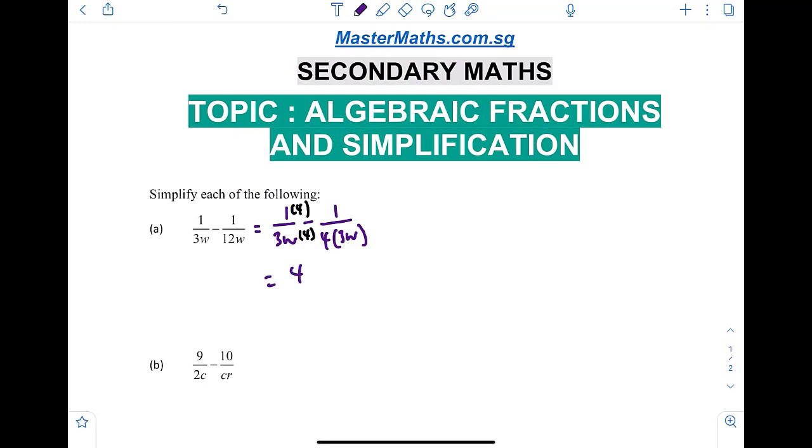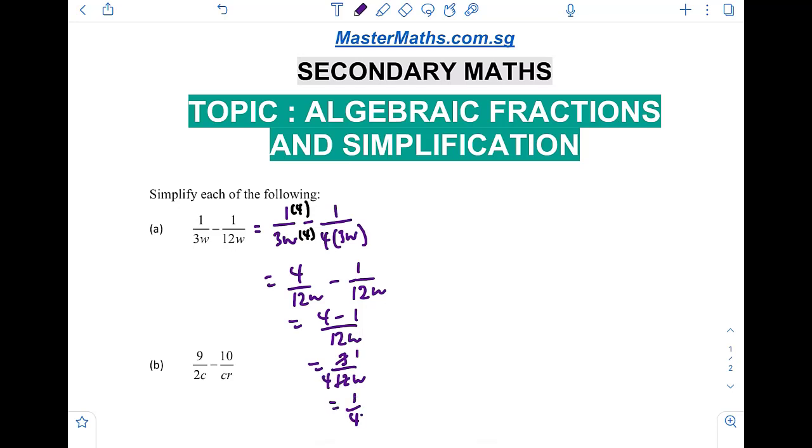4 over 12w minus 1 over 12w. So this will be 4 minus 1 over 12w, which will be 3 over 12w. 3 and 12, you can divide by 3. Alright, so when we do that, divide by 3, we get 1 over 4w. Final answer.